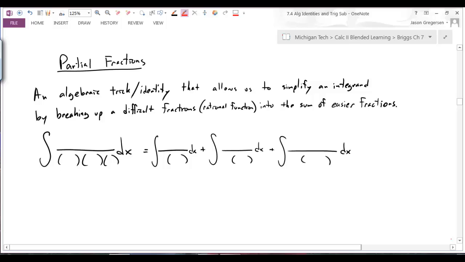Partial fractions is an algebraic trick. It's an identity. It really has nothing to do with calculus. It just says that if we're integrating some tough rational function, which is the ratio of polynomials, then we can break it into separate fractions, and thus separate integrals, because the integral of the sum is the sum of the integrals. And these individual pieces are going to be much easier to integrate than the original thing. That's the whole game.